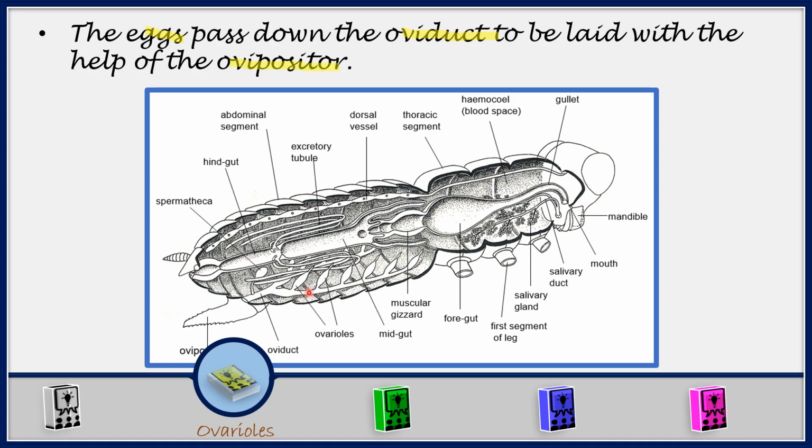So our ovaries here are going to produce the eggs. And when the eggs are produced, those eggs will pass down to the oviduct. And when they pass down the oviduct, it is going to push them into the ovipositor. Now the ovipositor, that's where they are going to be kept.